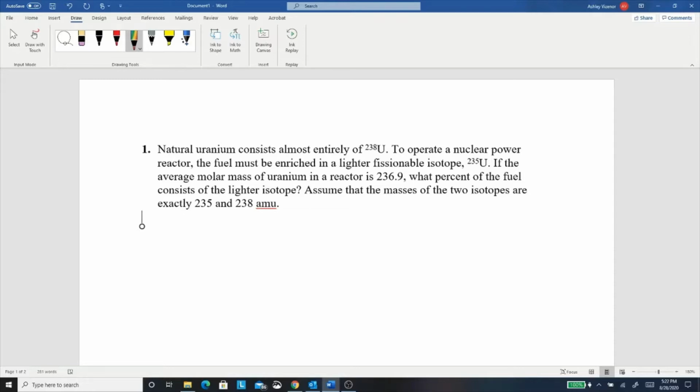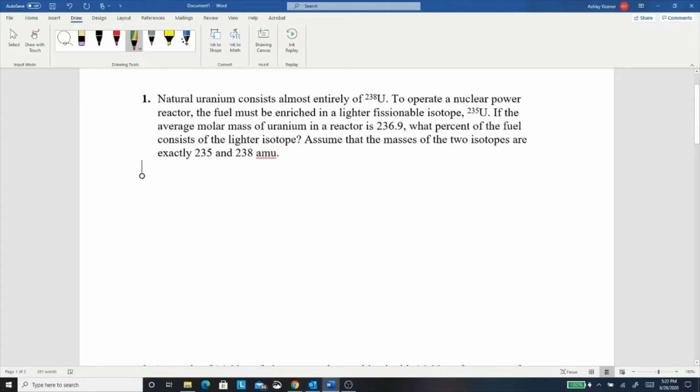Nonetheless, let's go through how to do it. We're told here we have 2 isotopes for uranium, uranium-238 and uranium-235. We're given an average molar mass of them, and we want to know the percent of the lighter isotope. We're told the isotopes are exactly 235 and 238 AMUs. So that tells us that X is going to equal our fraction of uranium-235, which then means that 1 minus X is our fraction for uranium-238.